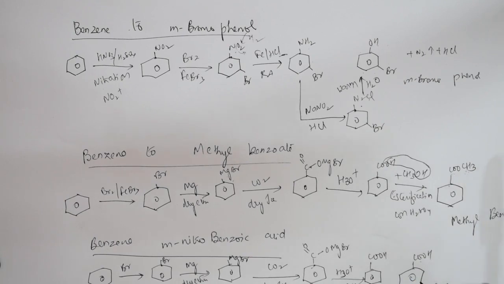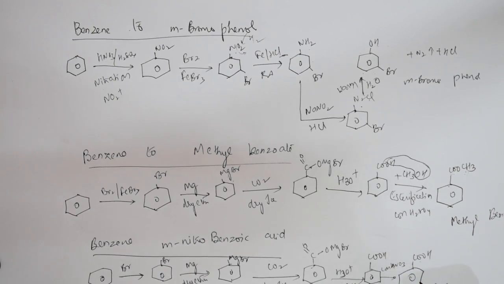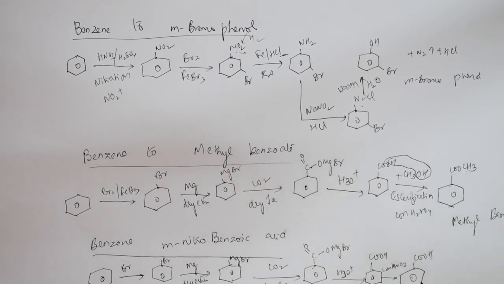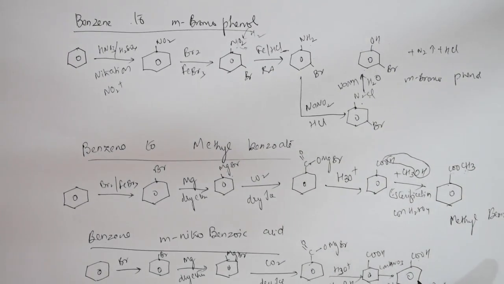Still it is not complete. I need to introduce NO2. To introduce NO2, we very well know we are going to use nitrating mixture, concentrated HNO3 and concentrated H2SO4. That's it. Your conversion is done. You're converting benzene to meta-nitrobenzoic acid. Let me see one more type of conversion.